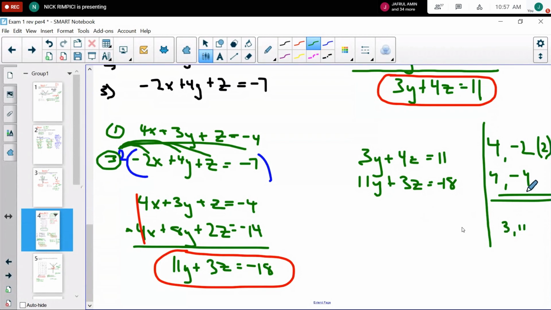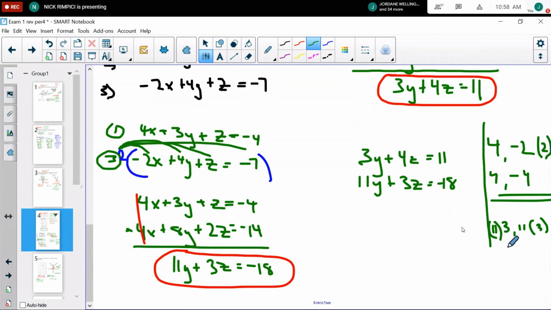So if we're trying to eliminate Y, obviously 3 and 11, they don't eliminate, they make 14, right? So I need to find something that 3 and 11 could both become. What number could 3 and 11 both become? Anybody have any ideas that we could use multiplication to find? Yeah, 33. 33 is the best thing I can think of. So to get 11 to 33, I'm going to multiply by 3. And to get 3 to 33, I'll multiply by 11.